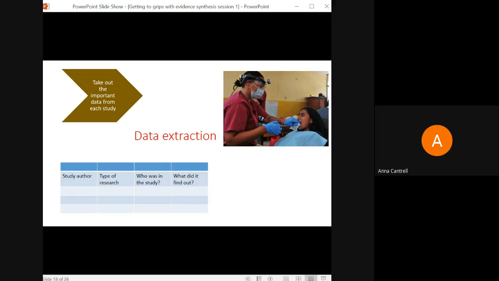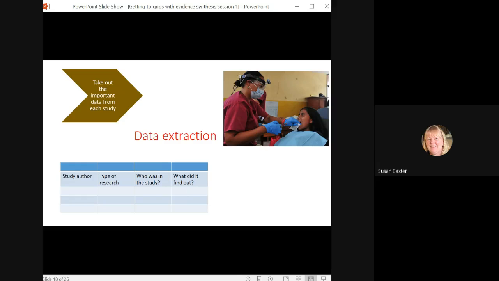Fantastic, thank you. So the next stage in the process is where we actually start to look at every single citation, every single reference, every single paper, every single report, and try to systematically take out the important findings from that study or the important data. And this is the process of data extraction, which can be actually quite a long and quite a painful process, as indicated in the photo. So we literally laboriously go through everyone.